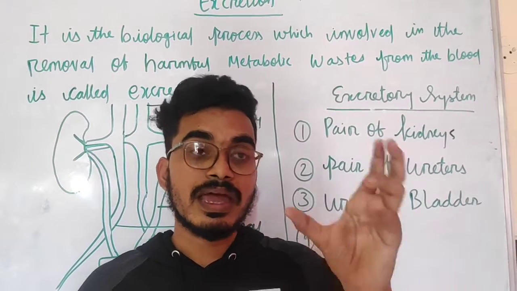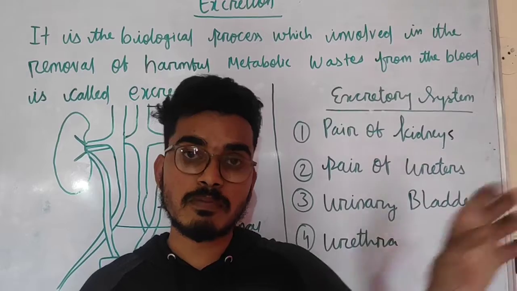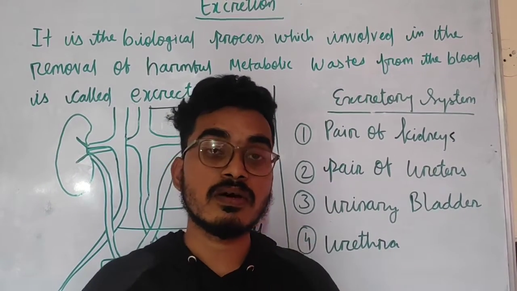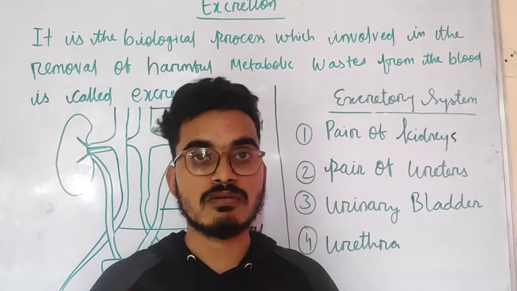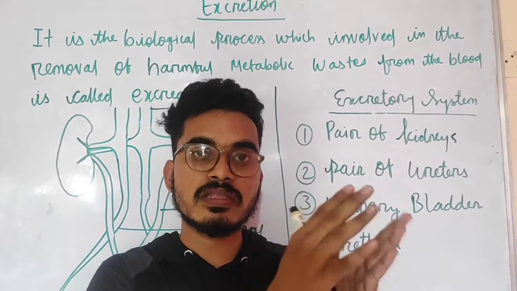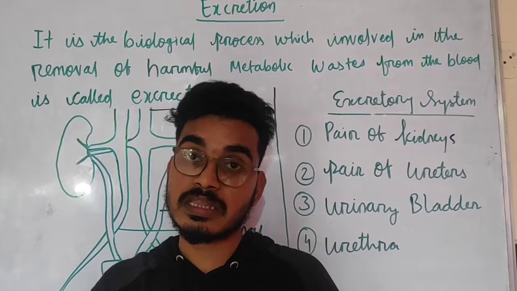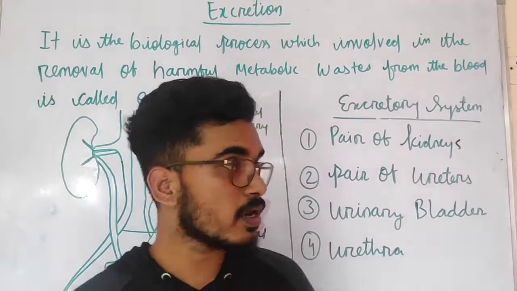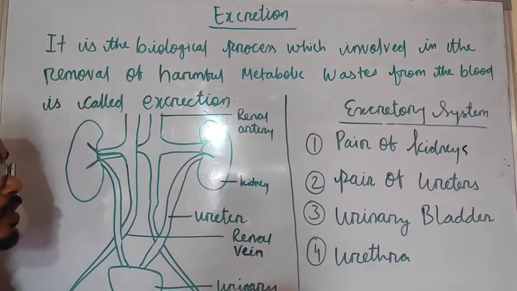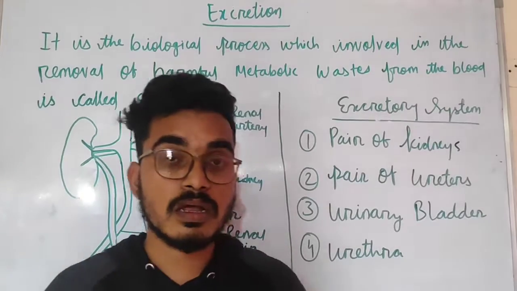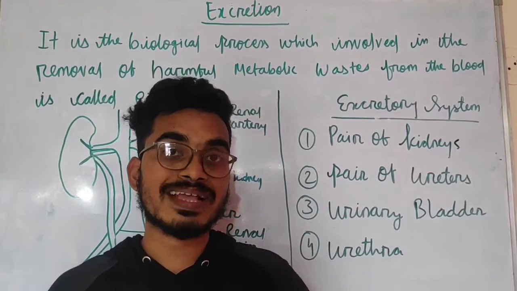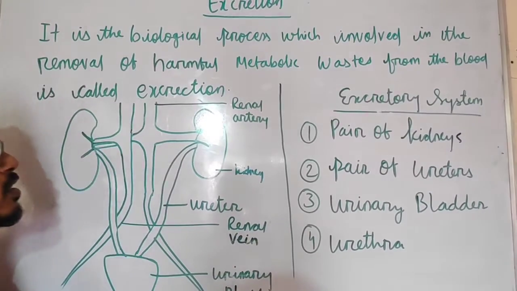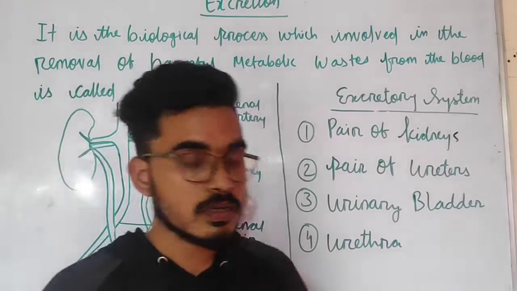Once again, excretion is the removal of waste from the blood. Ejection is the removal of waste which is undigested food that remained in the small intestine and passed to the large intestine and then to the outside. So there is a huge difference between them, right? Now let us understand the whole process of excretion in humans.